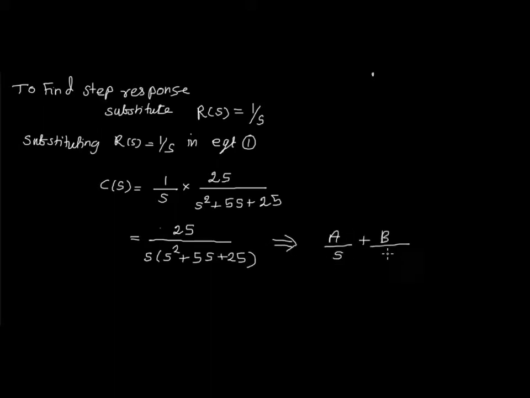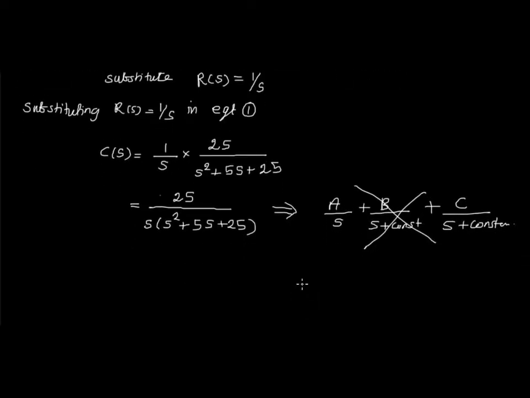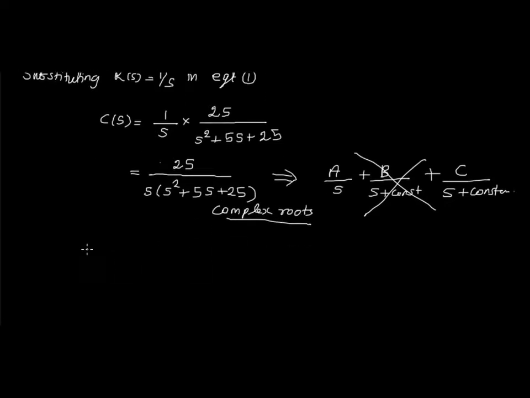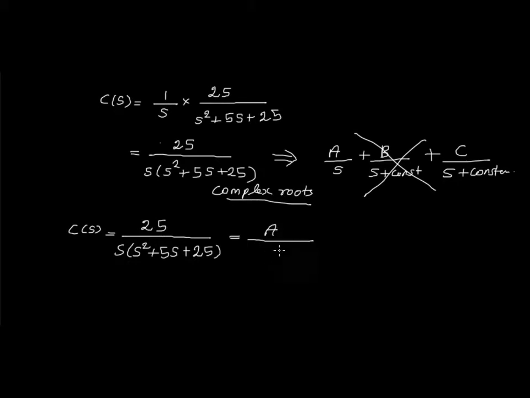To apply partial fraction, we could take A divided by s plus B divided by a constant, C by a constant. Here it has complex roots, so we cannot apply this kind of partial fraction. We have to take this s square plus 5s plus 25 as a whole, because it has complex roots. So we can apply the partial fraction like this: A by s plus (Bs plus C) divided by s square plus 5s plus 25.